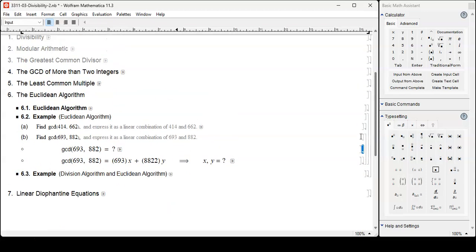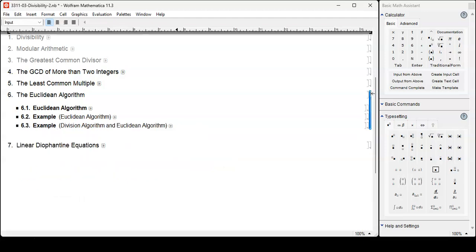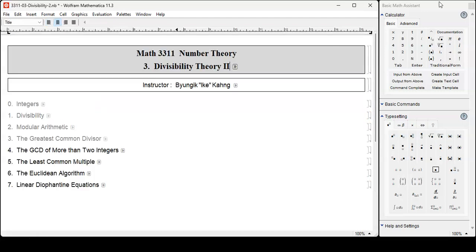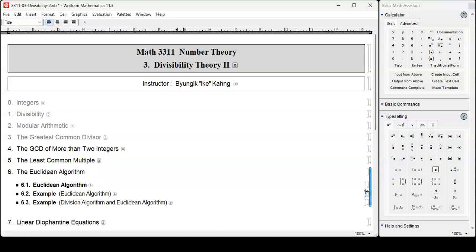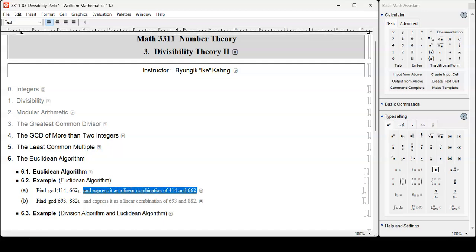There are more in homework problems, and please practice those. There will be some exam problems like those, but that's only half the story. The more important half was not discussed yet. That's Bezout's linear combination expression. Excuse me. Let's go back. The second part, and express it as a linear combination of blah blah blah. This part here.